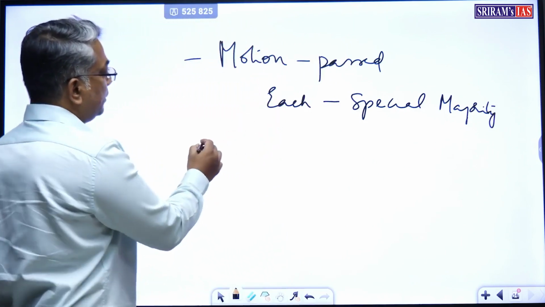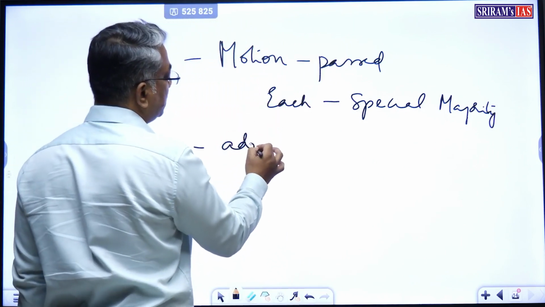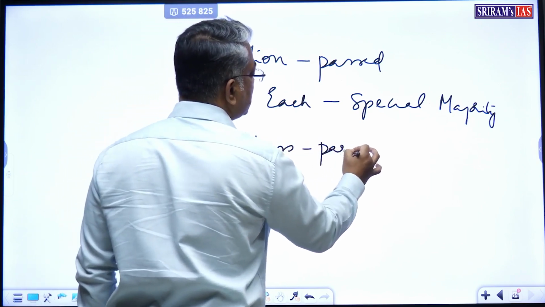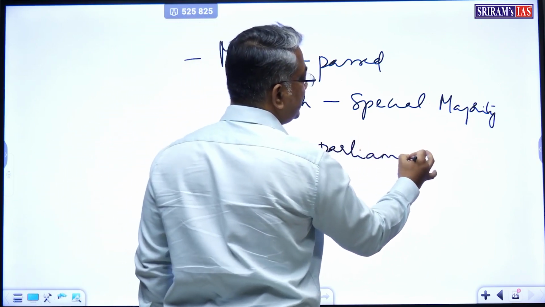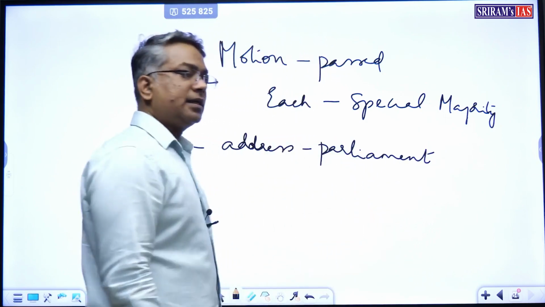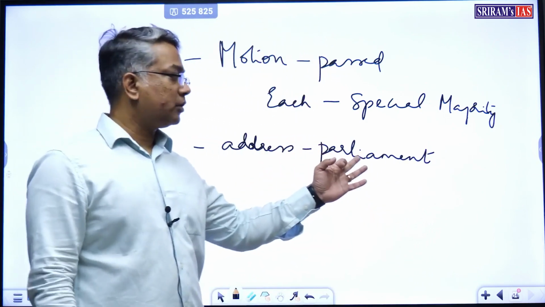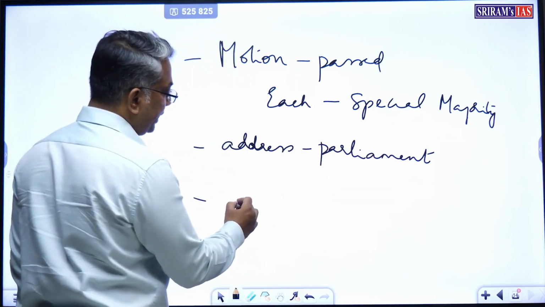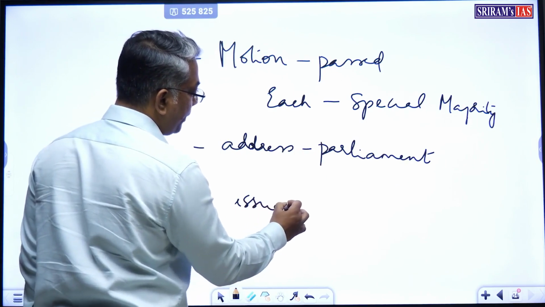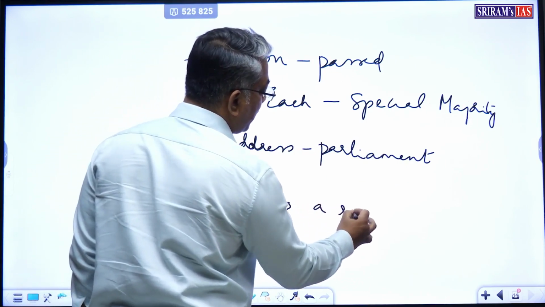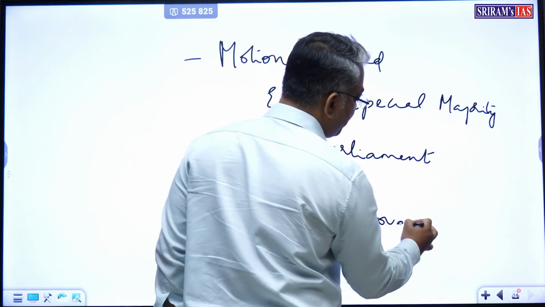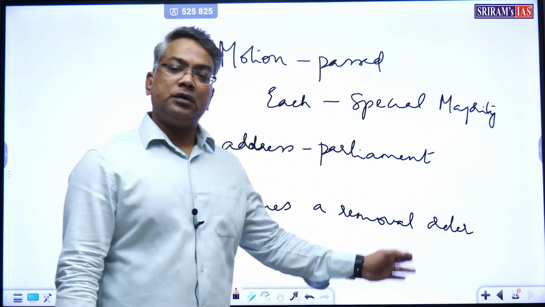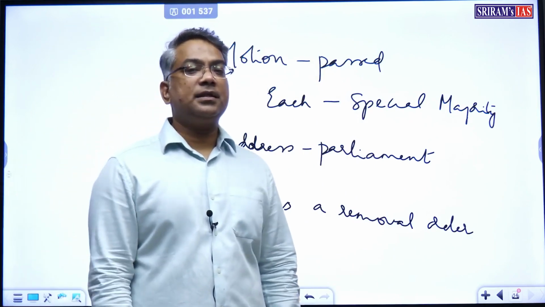After passing, the address of the parliament has to be presented to the president in the same session. Then the president issues a removal order. So the judge of the Supreme Court stands impeached.